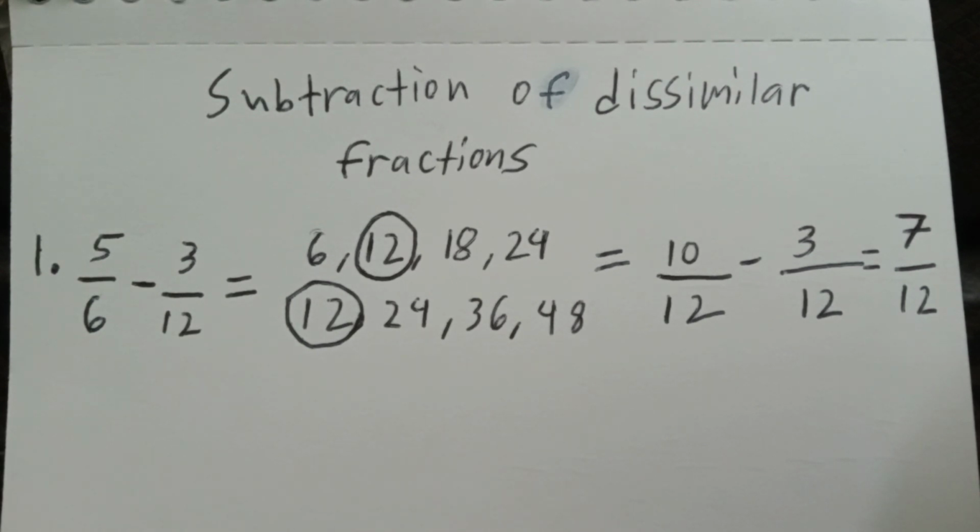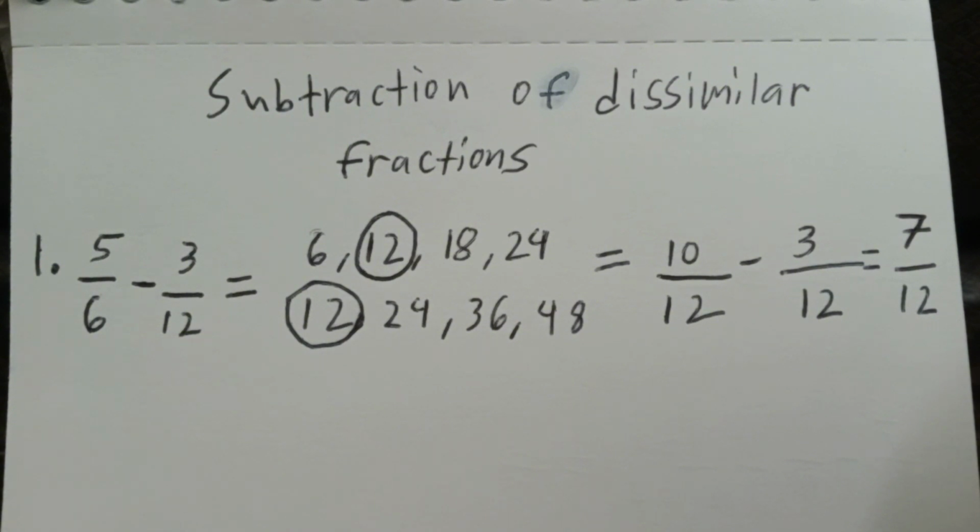For the denominators 6 and 12. For our denominator 6, we have 6, 12, 18, 24. And for our denominator 12, we have 12, 24, 36, and 48. So you might be asking, why is number 12 circled? Because it's our least common multiple. So we rewrite our fractions with the denominator 12, and then we have to multiply the numerator by how many times it took us to find the least common multiple.